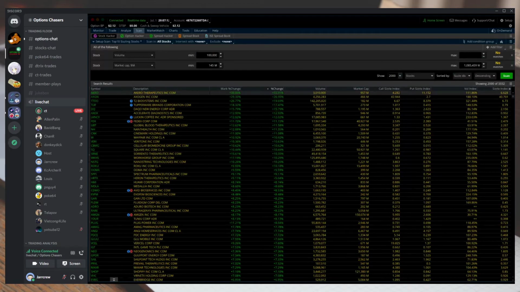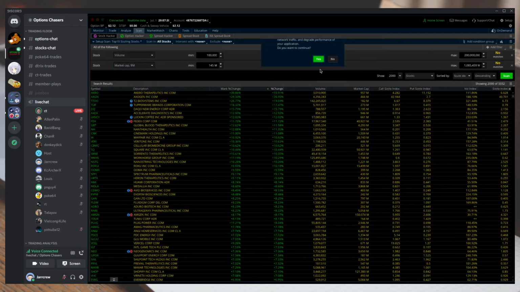For the good till cancel extension, are you referring to... yeah, I just changed the parameters of it. So I like volume. It needs to be over 100,000 minimum. The max, I think I keep it at max. And I like market cap. I changed market cap to 145 million. These are typically mid cap or small cap, I don't remember which one.